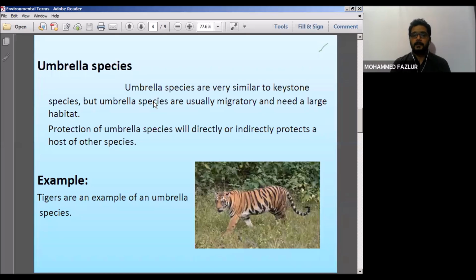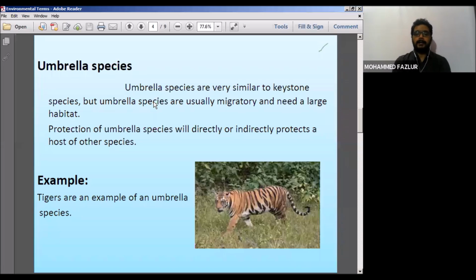Umbrella species are almost similar to our keystone species. Keystone species are the most important species which are very useful in maintaining the ecological balance. In the same way, umbrella species means these are the species which are directly or indirectly linked to other species.